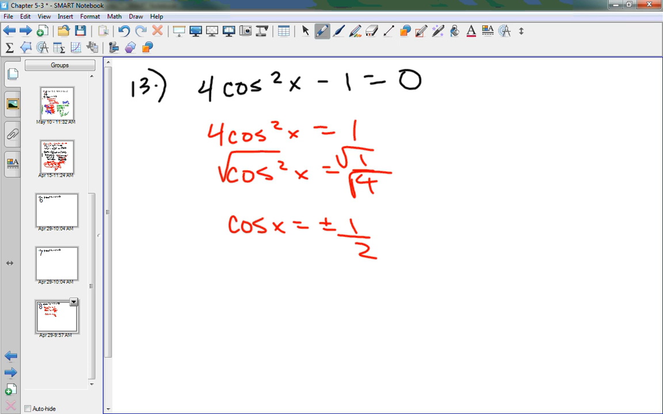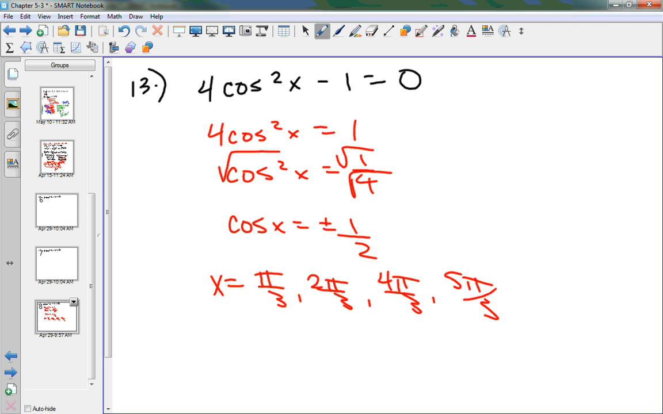So now, read the directions. Is it asking for you to use the restrictions or not? It just says to solve. And this is where I have a problem with this. What are all the angles that have a positive and negative cosine? We just talked about that, cosine of 1/2. What is it? Pi over 3, 2 pi over 3, 4 pi over 3, 5 pi over 3.